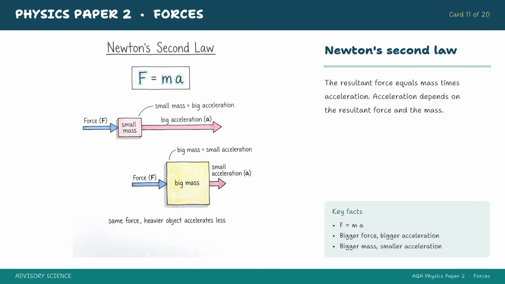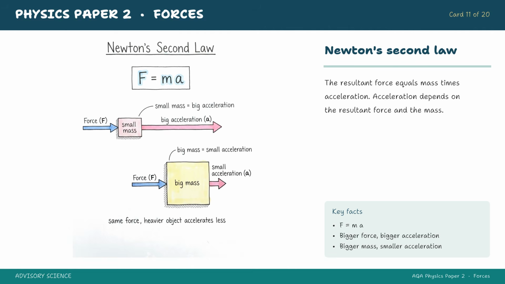We can now move to Newton's second law. We use the equation force is mass times acceleration, F equals m times a. This formula tells us that acceleration depends on the size of the resultant force and the mass of the object.